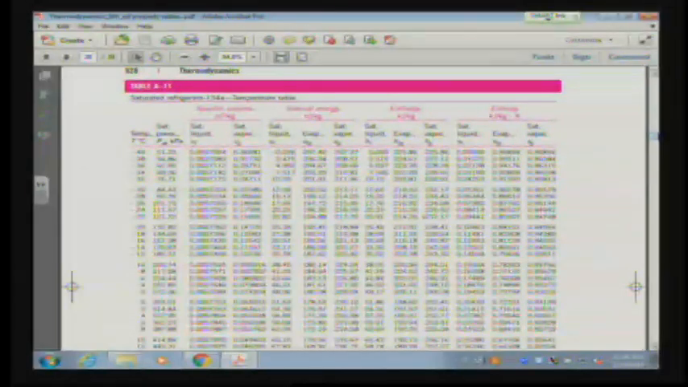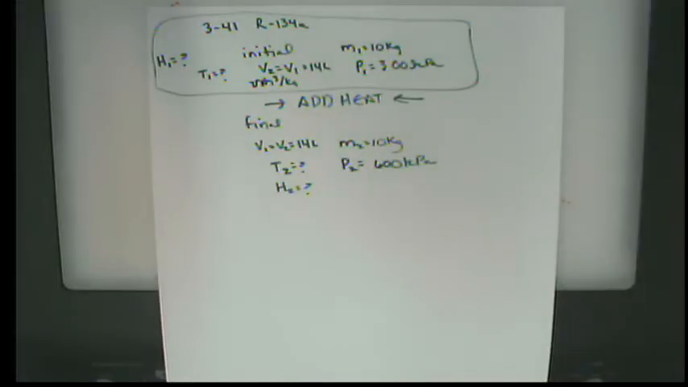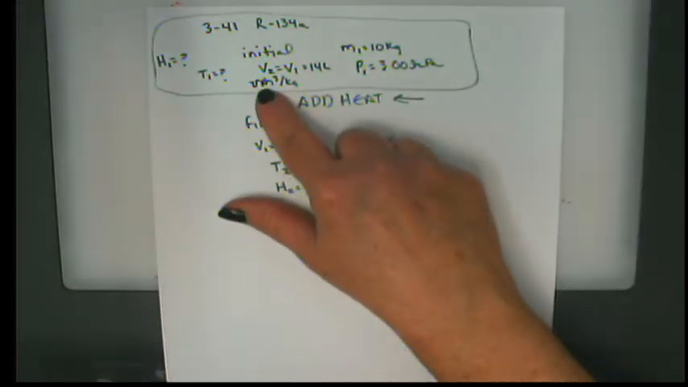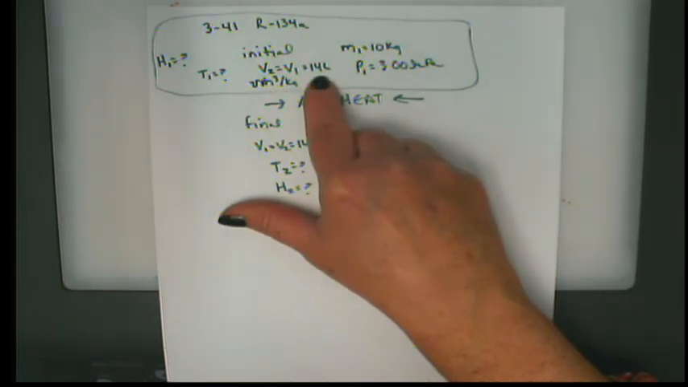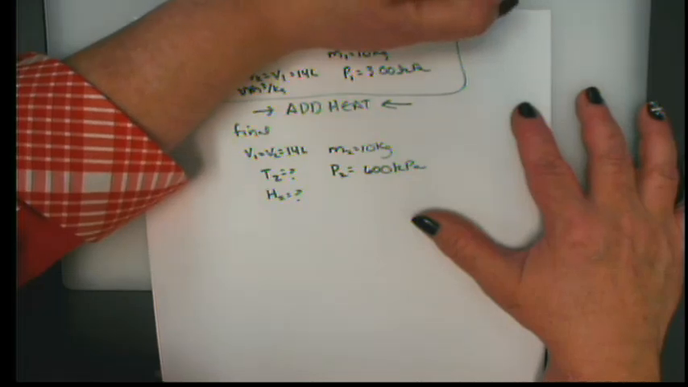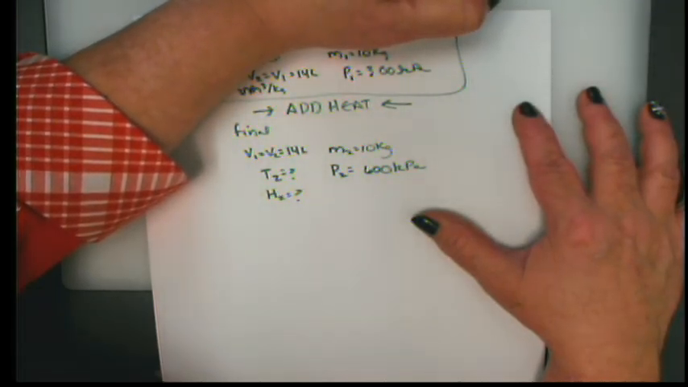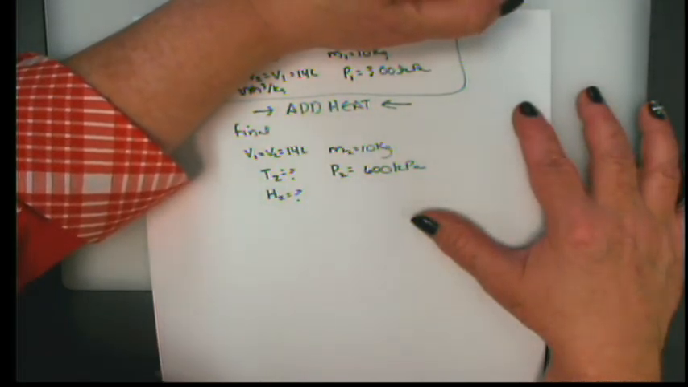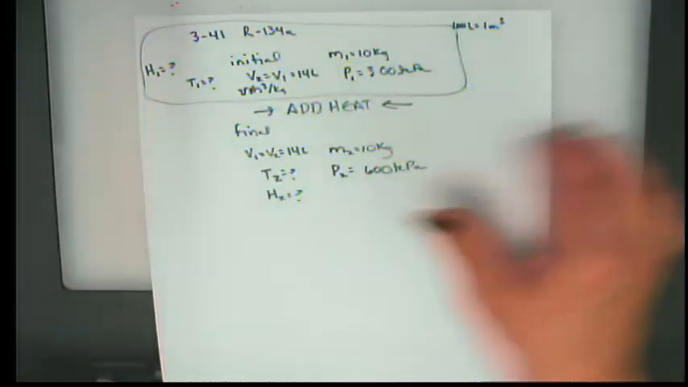Yes, sir. Sorry. Oh, no, you're fine. I just want to make sure I wasn't ignoring you if you had a question. Okay. So we need to have our volume in cubic meters per kilogram. So what is the conversion between liters and cubic meters? Does anyone remember? Is it 1,000?